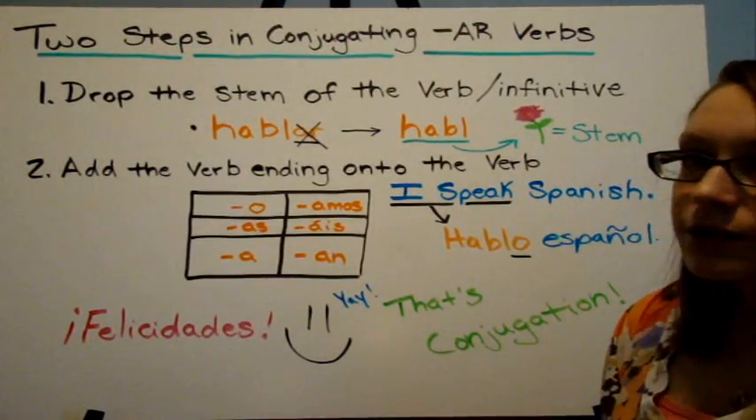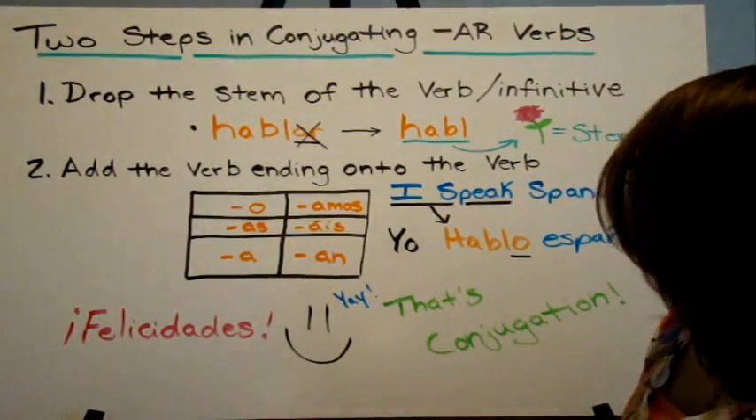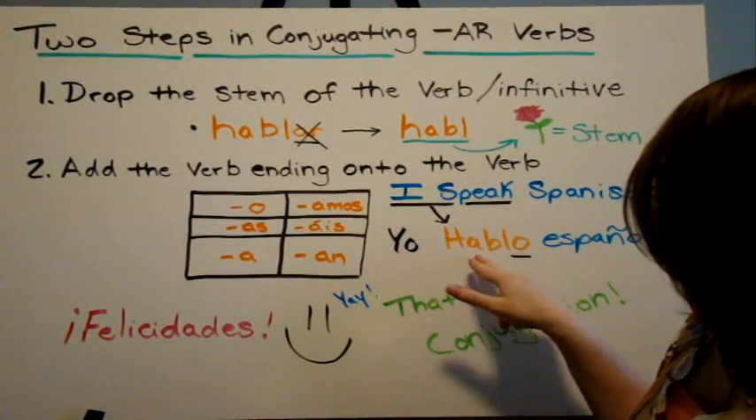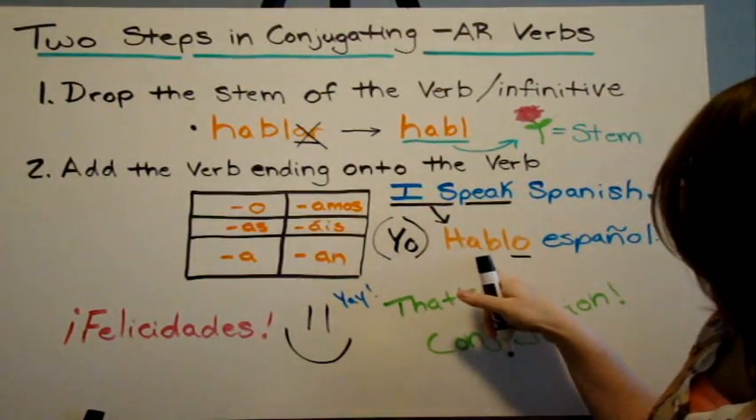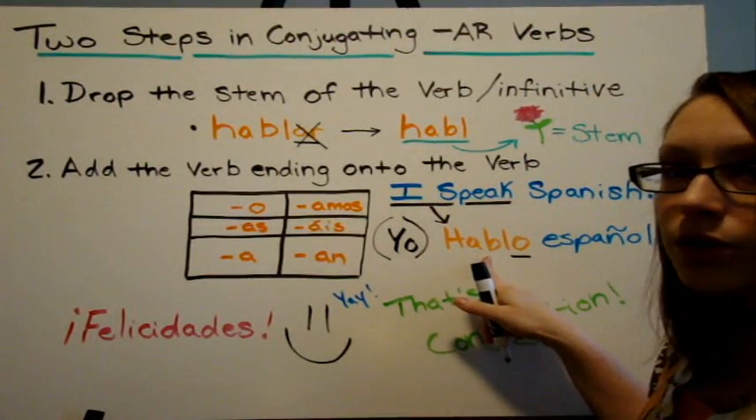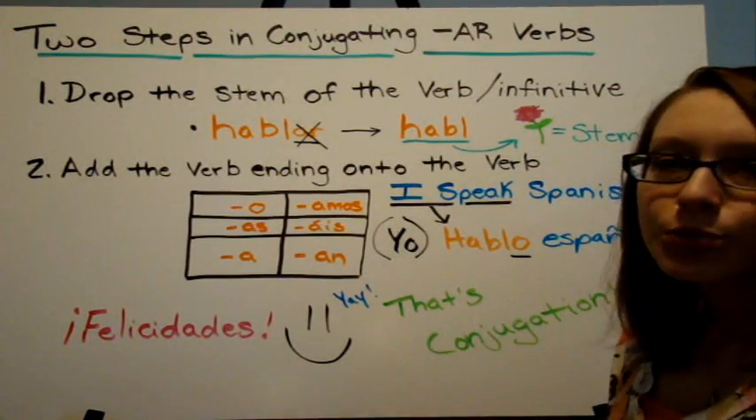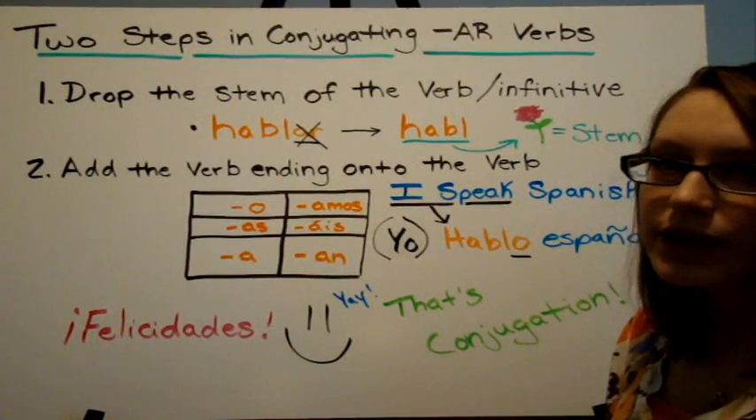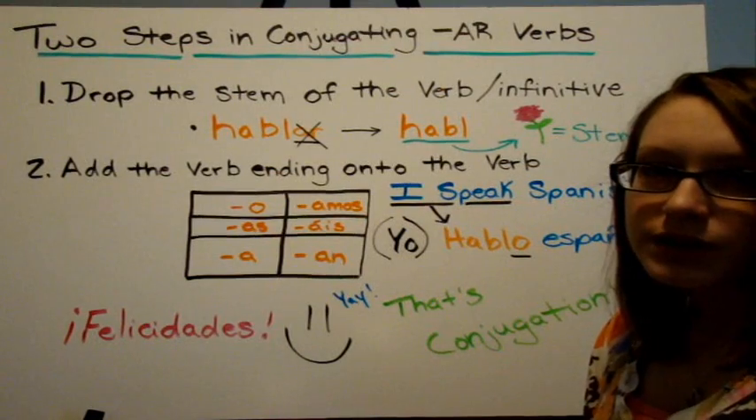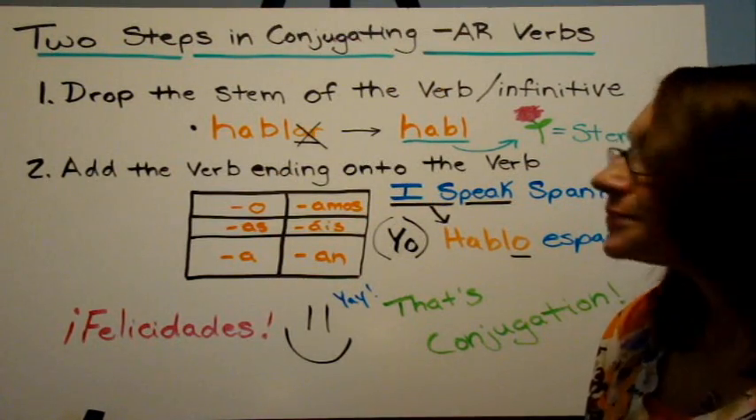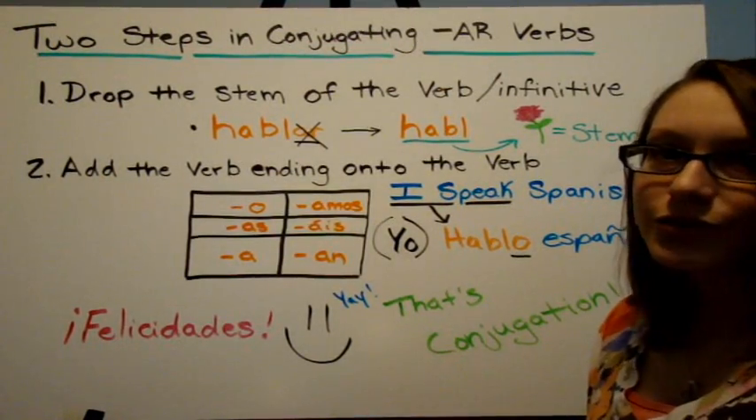Now one thing I could say, if I wanted to, is yo hablo español, which is I speak Spanish. But because the pronoun is already built into the word, it's really not necessary. I don't have to say yo hablo español all the time. The pronoun in this case is just used for clarification and for emphasis. But if it helps you remember what the subject is and how to conjugate the verb, then that is completely fine. Y felicidades, that's conjugation. You have just learned how to conjugate your first verb.